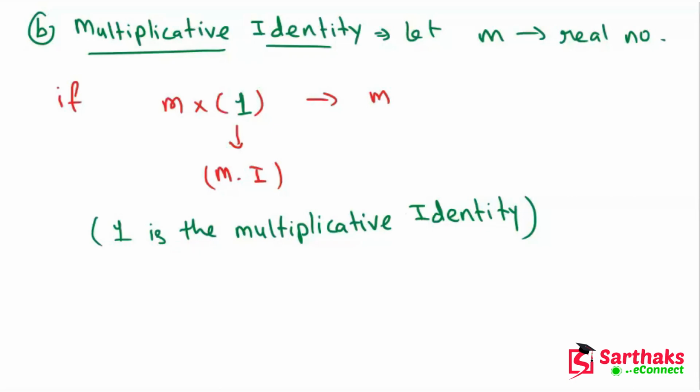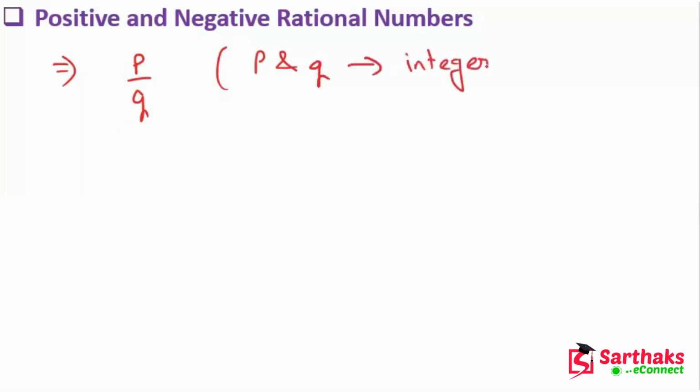So now, my dear friends, let's come to rational numbers. In this section, we are going to discuss positive and negative rational numbers. We know very well what rational numbers are: those numbers which can be expressed in the form of P upon Q, where P and Q are integers and Q is not equal to 0. This is the condition of rational numbers.